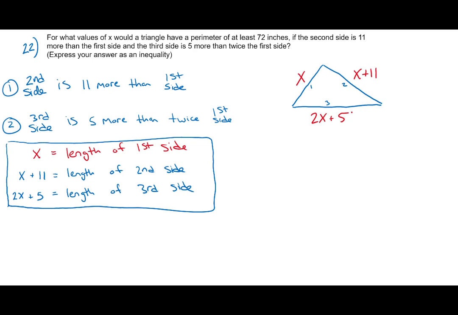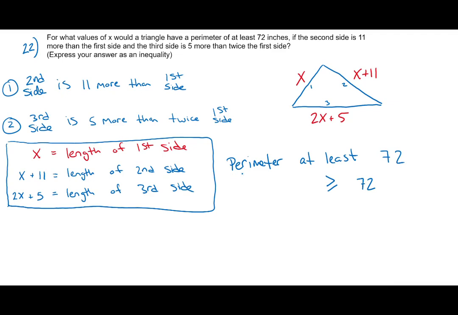Okay, so we're still just setting things up. So now let's go back to the problem. What exactly are we looking for? For what values of x would the triangle have a perimeter of at least 72? So at least, that's an inequality. At least means equal to 72 or more than 72. So that's going to be a greater than or equal symbol, and then we've got 72.